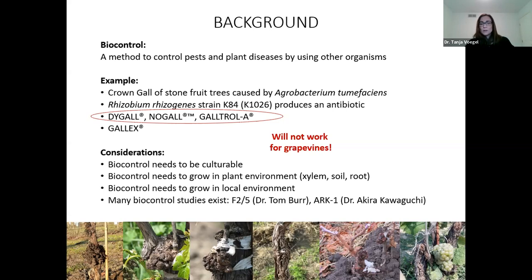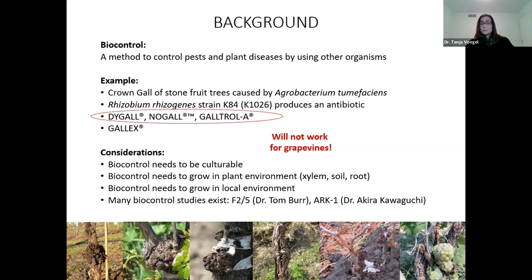Biocontrols also need to grow in a plant environment. So depending on the application of the product, the biocontrol needs to grow in the xylem, where there is a different pH compared to the soil maybe. Or sometimes products are developed for root dips, then the biocontrol would have to be able to grow on the root. Biocontrols also need to grow in any local environment. So if I'm isolating bacteria from the Arctic, they may not grow in the conditions that we have here in the Okanagan, for example.